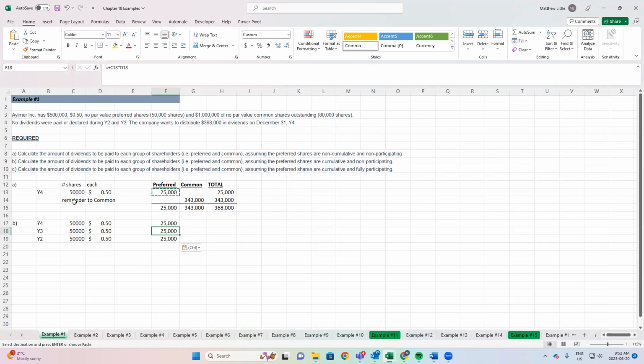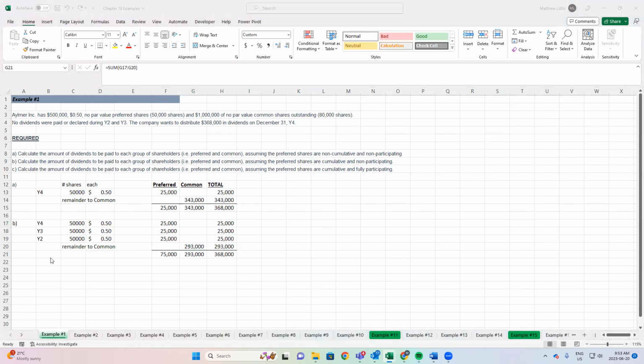And then because they're non-participating, the remainder would go to common. So in this case, our 368,000 minus the preferred amount, the balance would go to our common shareholders. So our allocation would show $75,000 to preferred shareholders and $293,000 to our common shareholders. That's it. Let's move on to item C. Item C says, what if they're cumulative and fully participating? So you always deal with the cumulative portion first.